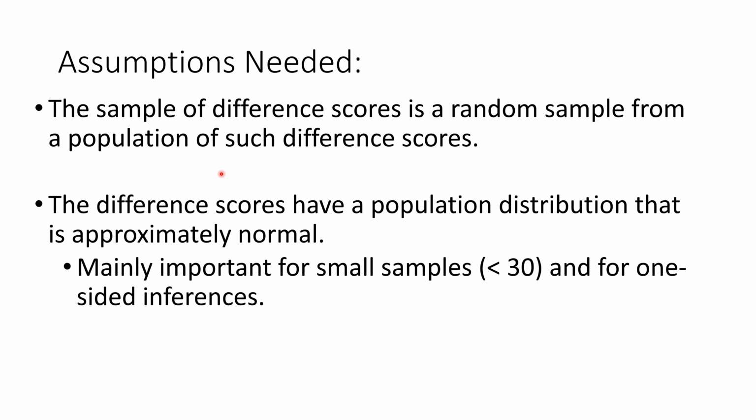Just like what we did for other hypothesis tests, we also need to check assumptions for the paired t-test. The sample of difference scores is a random sample. The keyword is random, from a population of such difference scores. The difference scores have a population distribution that is approximately normal. This is mainly important for small samples, in other words, sample size less than 30, and for one-sided inferences.